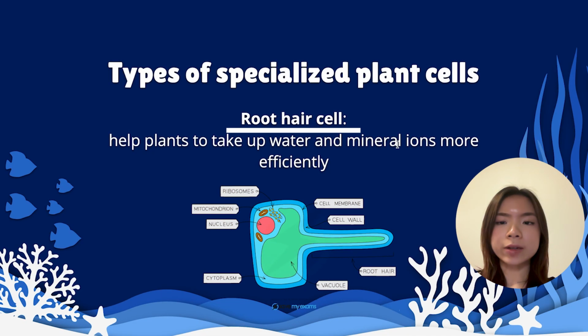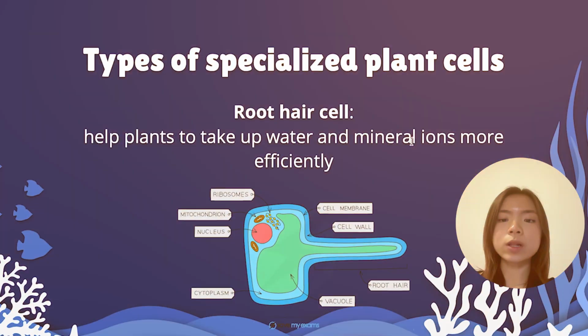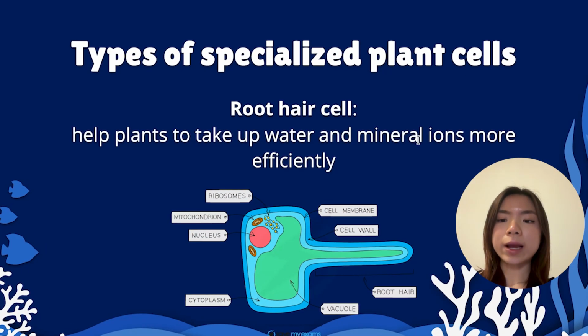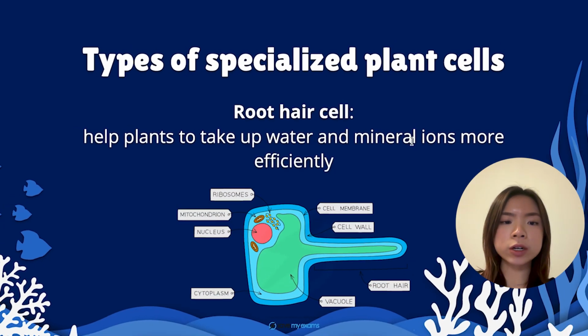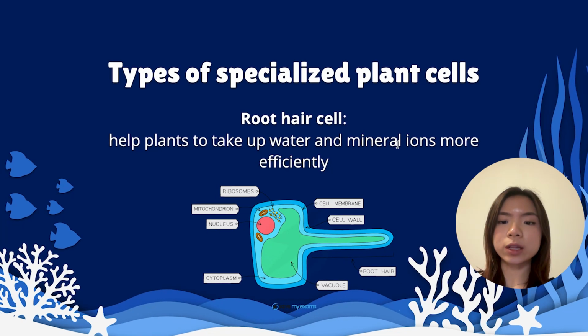So what is a root hair cell? A root hair cell are cells that you would find close to the tips of growing roots. And plants need to take in lots of water as well as mineral ions. And the root hair cells help to take up these water and mineral ions more efficiently. So root hair cells are always relatively close to the xylem tissue. And we'll go into more detail about what the xylem is later on in the video. But essentially the xylem helps to carry water and mineral ions up into the rest of the plant.